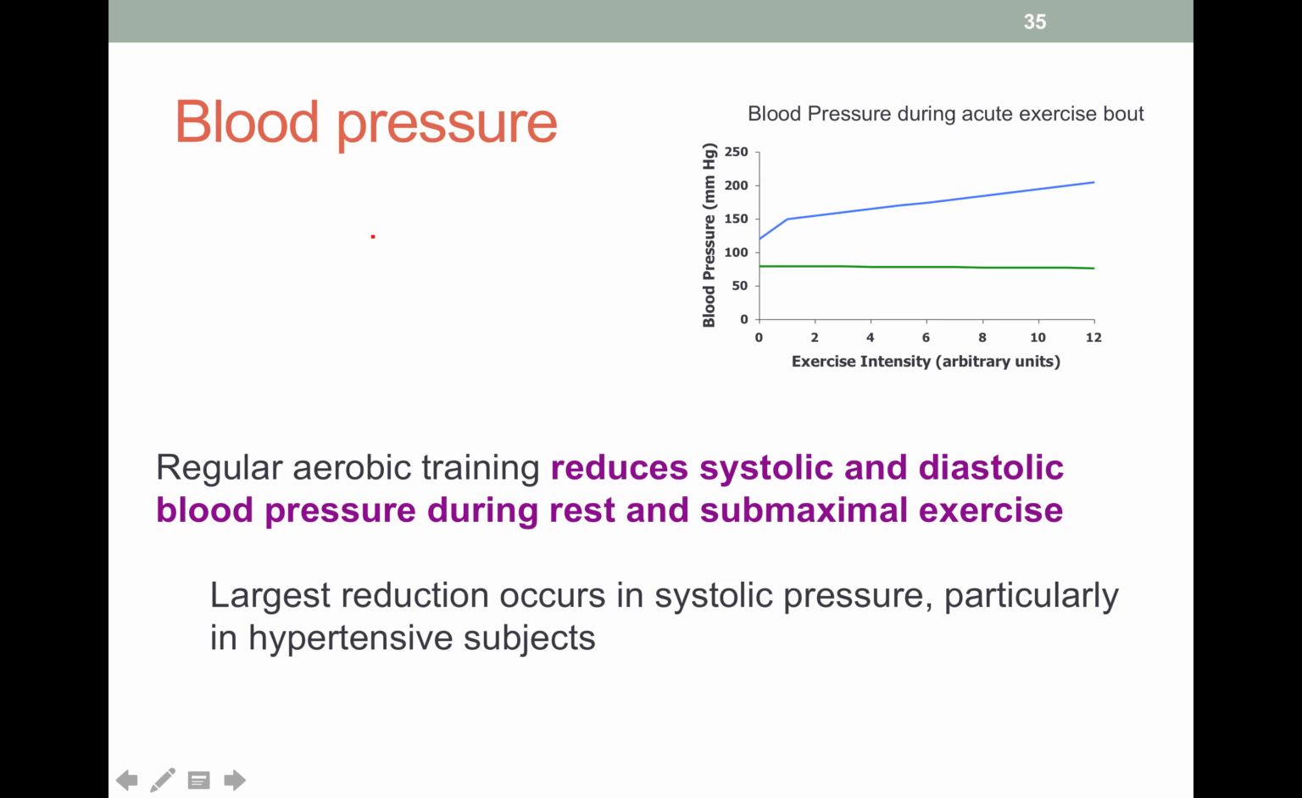So as we train, blood pressure will go down in general. And the largest reductions will be seen in those that were already hypertensive. So if you have a greater increase, you have a greater chance to see a decrease after training. So you will see a decrease in blood pressure in those that were not hypertensive before training, but you will definitely see a change in blood pressure in those that were originally hypertensive.